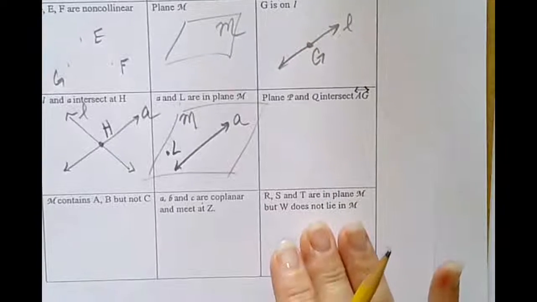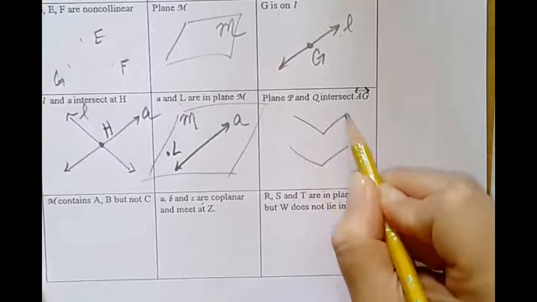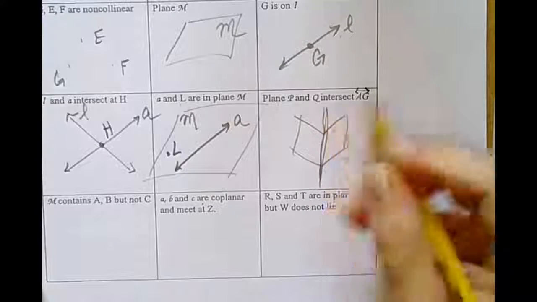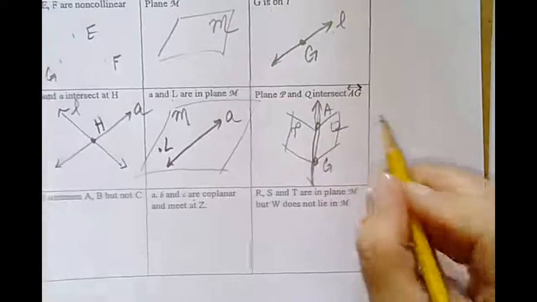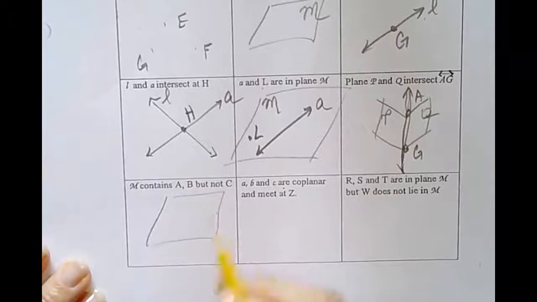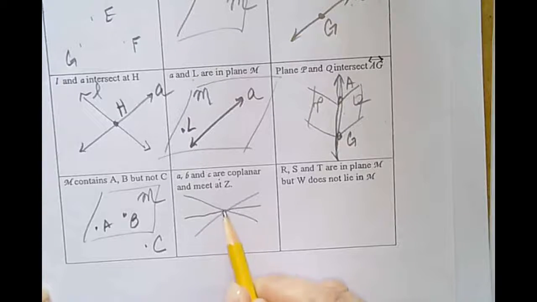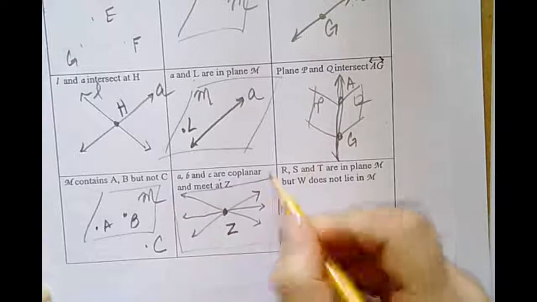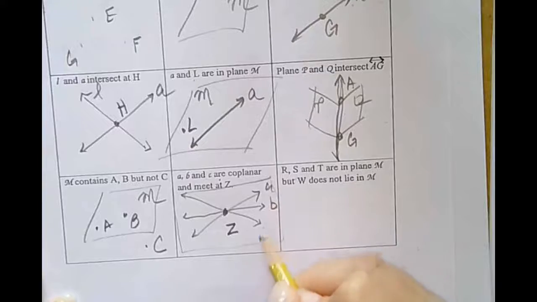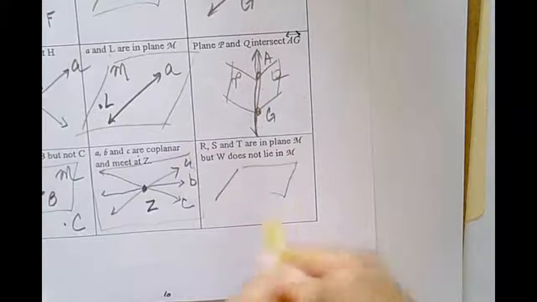Going quickly here, sorry. So there's A, G, that's a line. Here's fancy P and fancy Q. This last one here is a plane. I'm going to name that plane M. A and B are on it, and C is not. 3 lines are coplanar and meet at Z. And I'm going to make that, they're coplanar, A, B, and C. And here we have R, S, and T are in plane M. Plane M, RST, and here's W that is not in plane M.